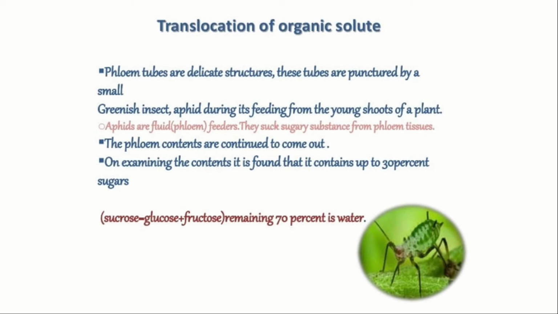Translocation of organic solute. Phloem tubes are delicate structures. These tubes are punctured by a small greenish insect, the aphid, during its feeding from the young shoot of a plant. Aphids are fluid feeders. They suck sugary substances from phloem tissues. The phloem contents continue to come out. On examining the contents, it is found that they contain up to 30% sugar.